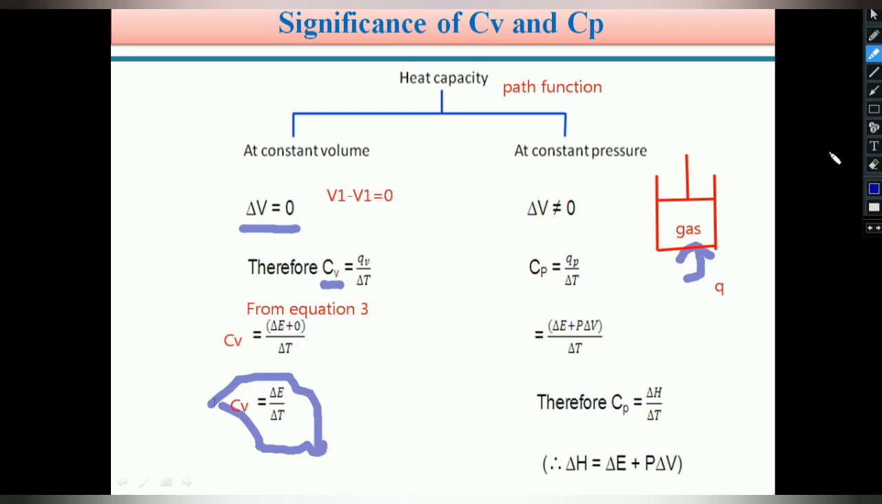Next, we can see the calculation of heat capacity at constant pressure. At constant pressure, how will it be? Here we take the condition that pressure is constant, but volume varies. Before giving heat, its volume is V1. After giving heat, its volume becomes V2. Therefore, delta V is not equal to 0, because volume is not constant, only pressure is constant.